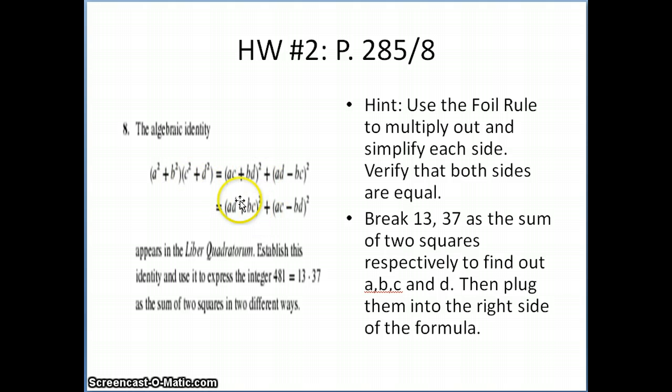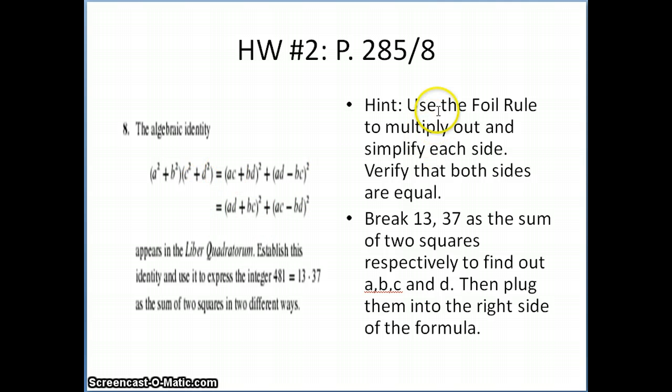In fact, it has 2 formulas. The left side is only one: a squared plus b squared, times c squared plus d squared. This is equal to both of them: AC plus BD squared plus AD minus BC squared, and also it's equal to AD plus BC squared plus AC minus BD squared.